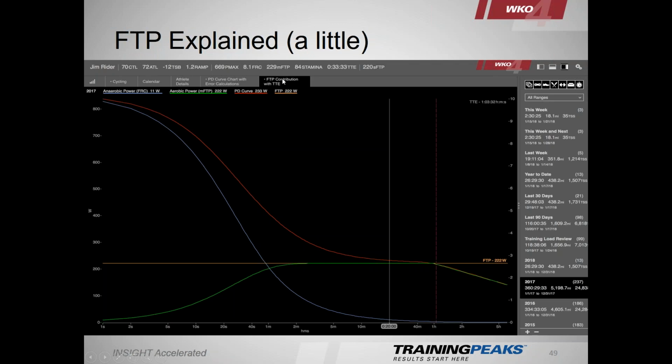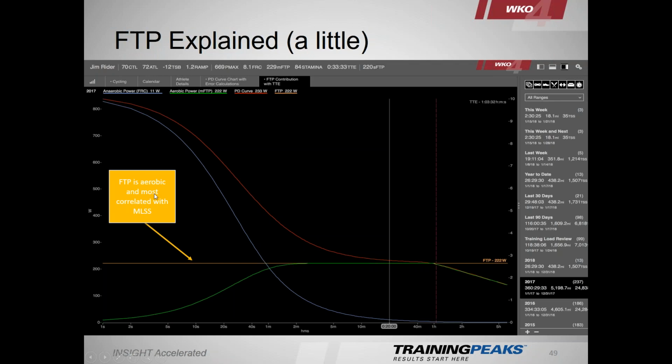The chart's name is called FTP Contribution with TTE. It's in your chart library. The red line is your power duration curve, right? And this is the robust mathematical model of your power duration relationship in a sigmoidal shape. See how much learning you already have today? Now, what we have is a couple of other lines in this. And let's talk about what these are.